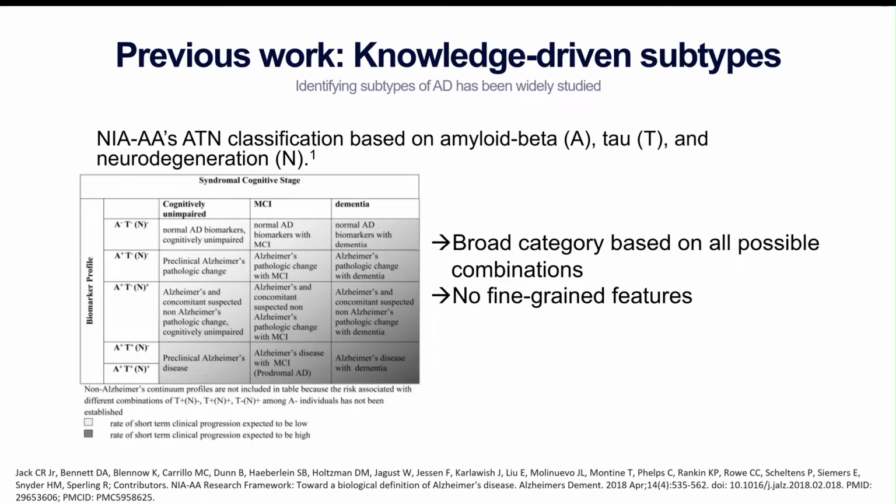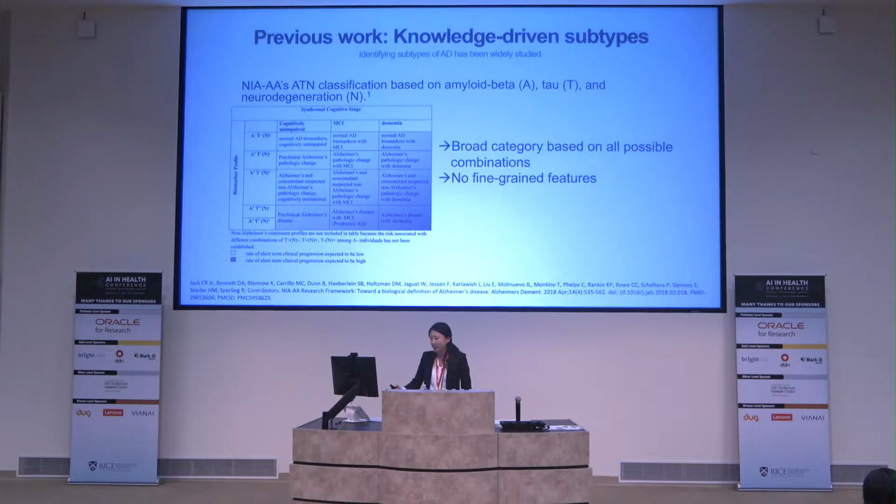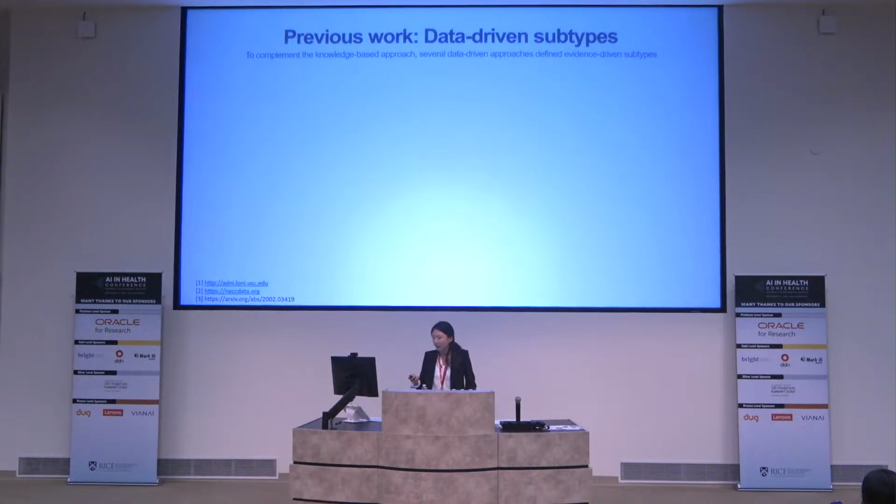But the thing is, this categorization is basically all possible combinations, and it doesn't involve specific progressions by specific features. For example, it says some neurodegeneration, but there are multiple regions in the brain, and they didn't specify certain regions. So we try to complement these knowledge-driven subtypes by data-driven analysis. And also, there's a lot of research trying to identify some data-driven subtypes.